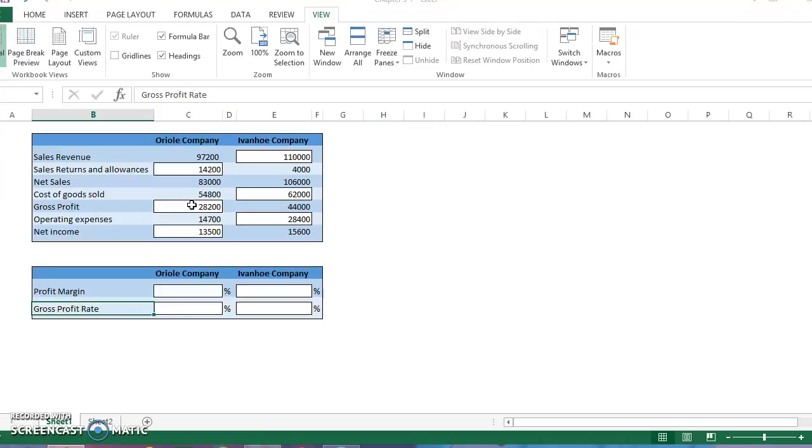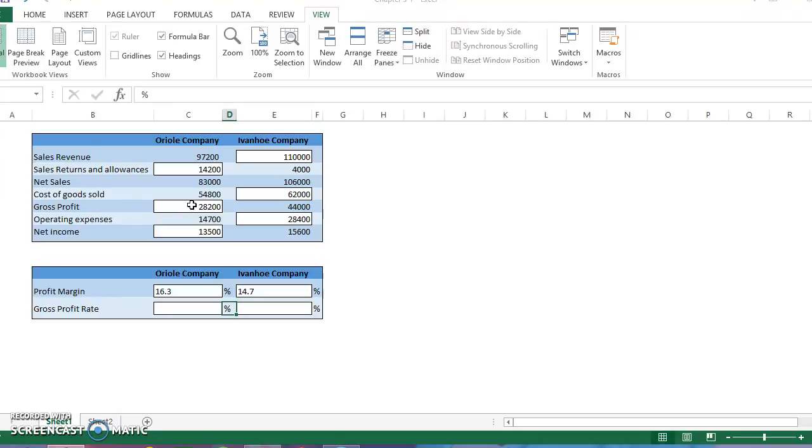We know that profit margin is taking net income and dividing it by the net sales, and if we do that for Oriole company we'll get 16.3%. Remember you need to keep 1 decimal for this problem, it's explained in the instructions. So we get 16.3 for Oriole, and for Ivanhoe we get 14.7.